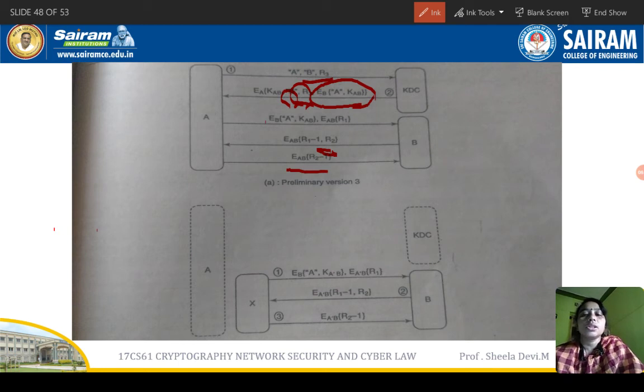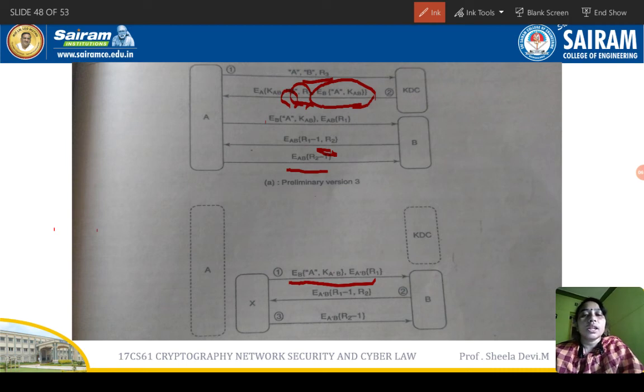See the first message. Only A and the KDC know that A's long-term secret has been compromised now, but B doesn't know that A's long-term secret has been compromised. Now X takes the opportunity and sends the message. What is this message? This message is nothing but the replayed message. This is the old message which was sent at 8 o'clock by the KDC to A.